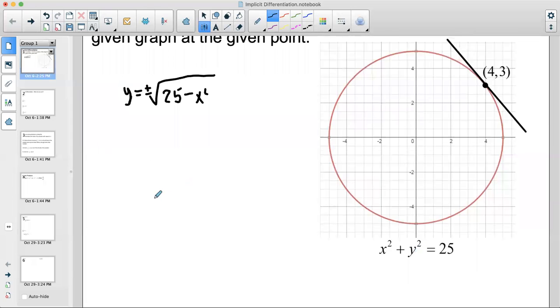So when we think about this y squared, it's really equal to some function f of x squared. And so to take the derivative of this, I have to use the chain rule. That's basically what this comes down to.